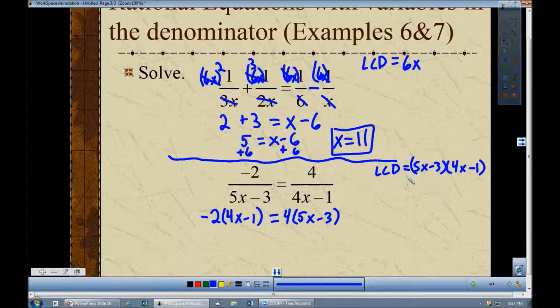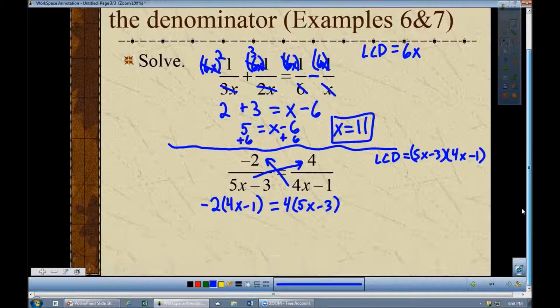Now, this multiplying by the lowest common denominator technique, in this kind of situation, also looks like something that you may have heard of before, cross multiplying. We wind up multiplying negative 2 times this denominator and 4 times the other denominator. So cross multiplying is really just an illustration of multiplying by the LCD.